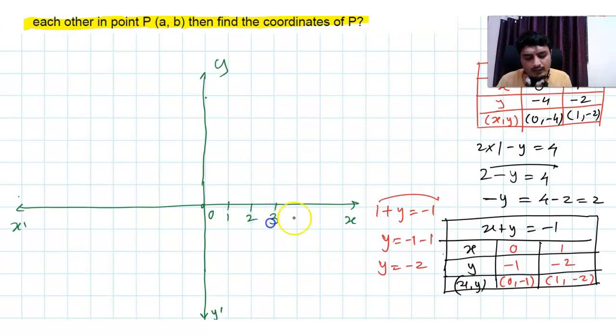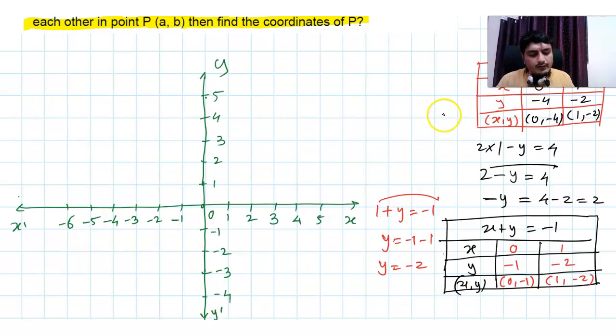Towards the right of the origin we have the positive integers that are equally distributed. Towards the left of the origin we have all the negative integers, again equally distributed. That means the distance between successive unit places is the same or equal. Vertically upward we have all the positive integers, again equally distributed, and vertically downward we have all the negative integers that are again equally distributed.